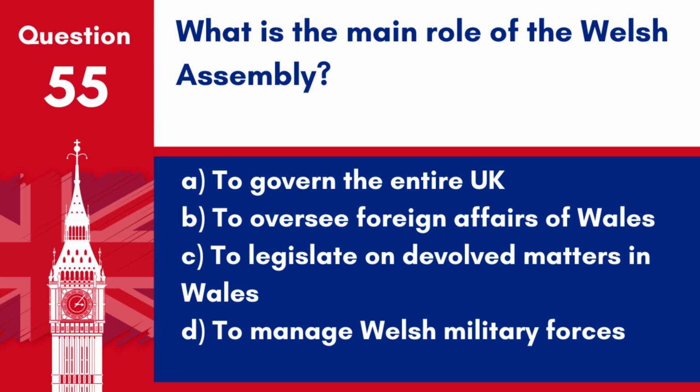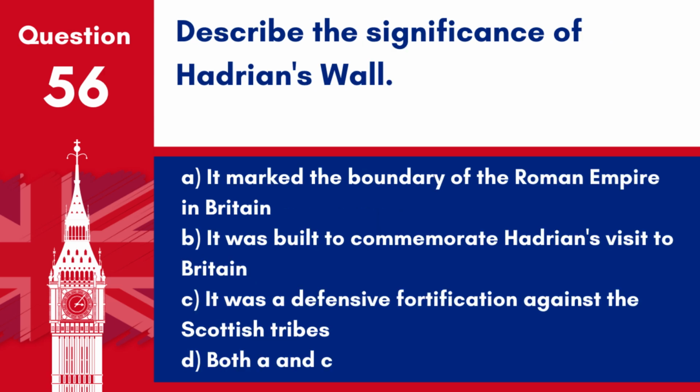Question 55. What is the main role of the Welsh Assembly? A. To govern the entire UK. B. To oversee foreign affairs of Wales. C. To legislate on devolved matters in Wales. D. To manage Welsh military forces. Answer C. To legislate on devolved matters in Wales. The Welsh Assembly, known as the Senedd, has the power to legislate and make decisions on a range of devolved matters within Wales.